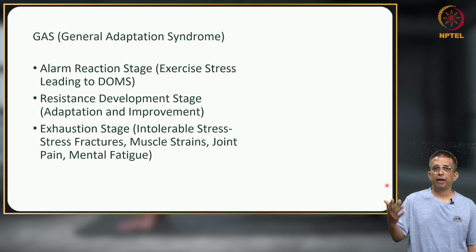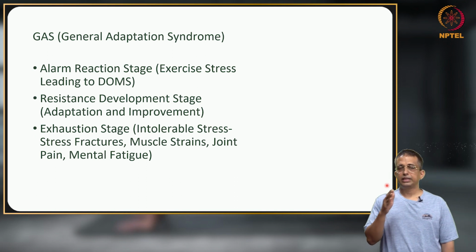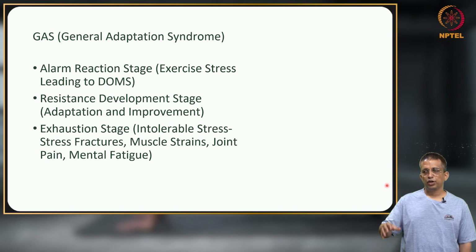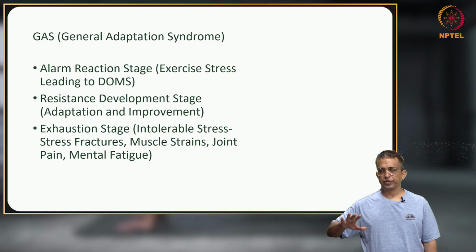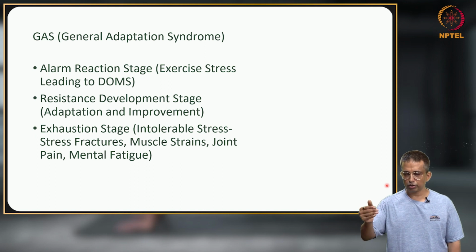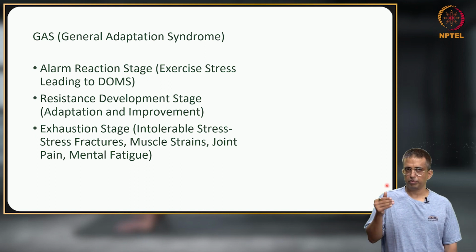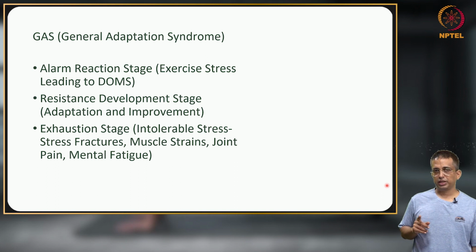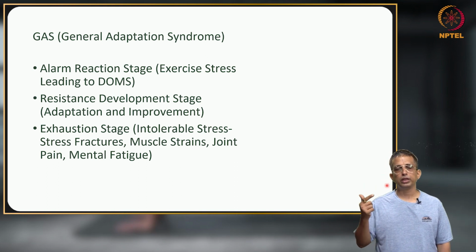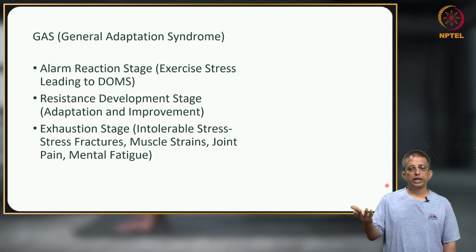Slowly, it starts adapting to that load. That is called the resistance development stage. It starts developing resistance to that particular load, and it gets stronger. So this is how we get stronger. You load, then you slowly become resistant to it, and you become stronger. And then comes the stage, and this is what we have to understand. Beyond a certain point, if you keep loading, the body can't resist. It can't take it anymore.